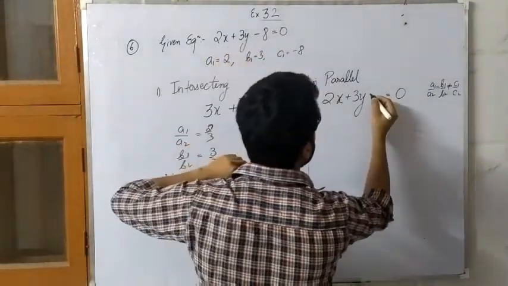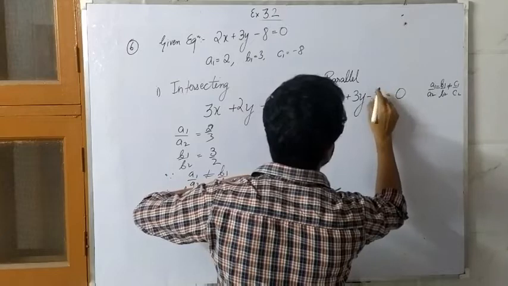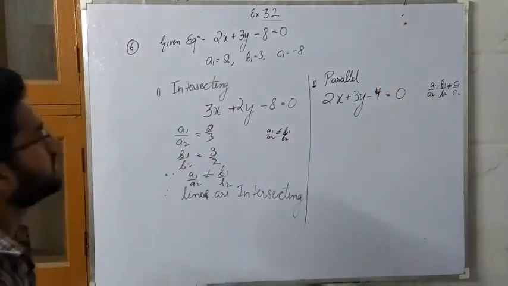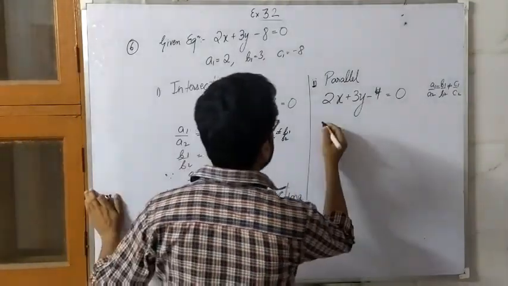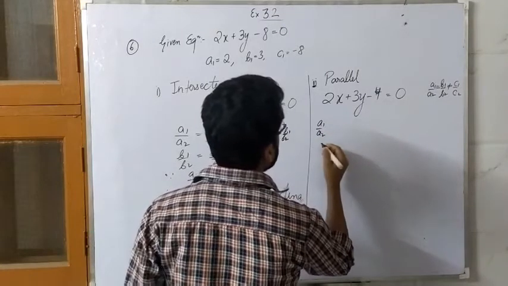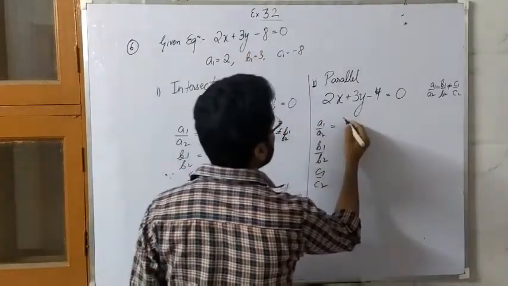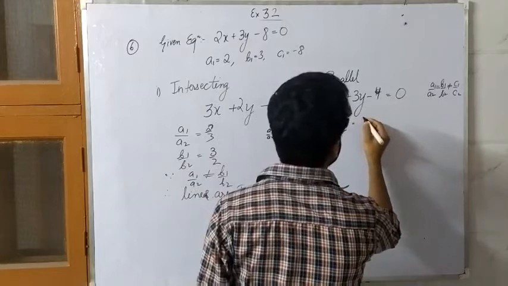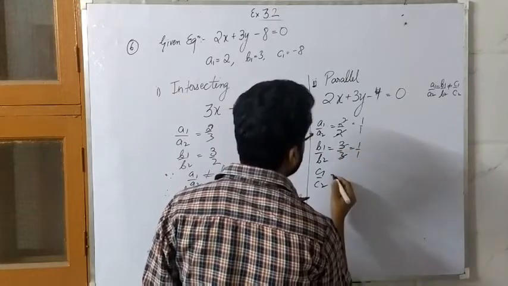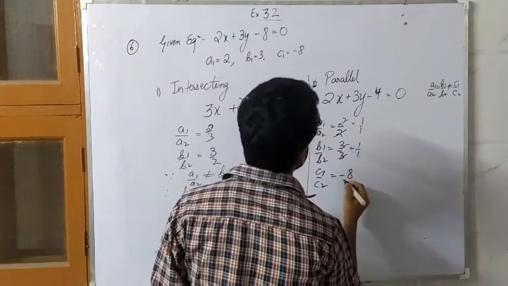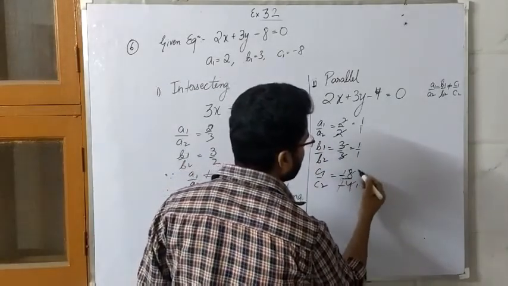It was -8, ठीक है, here we will take let's say -4, right? Here we will take -4. Now you just tell a1 upon a2, ठीक है, b1 upon b2 and find c1 upon c2. What will be a1 upon a2? 2/2, that will be 1/1, and b1 upon b2 will be 3 cancelled by 3, this will be 1/1, and c1 upon c2 will be -8 upon -4, right? So this shall be minus minus cancel, and 4 1 4, 4 2 8.